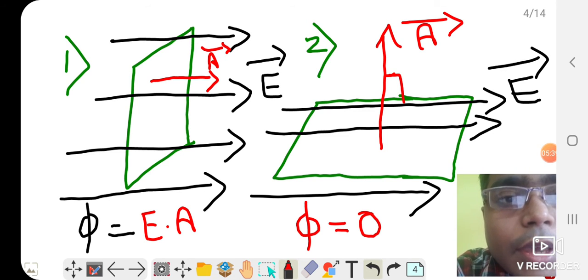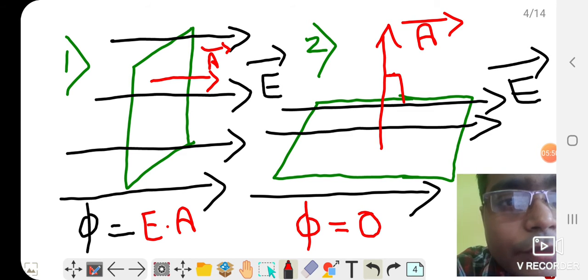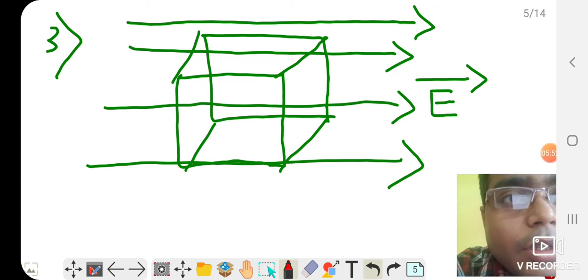So you've seen that when we change the orientation of the surface, then the flux will also change. So when we change the angle between the electric field and area vector, we can see there is a change in the flux. So I think these two cases are very much clear to all of you. So let us move to the next case.